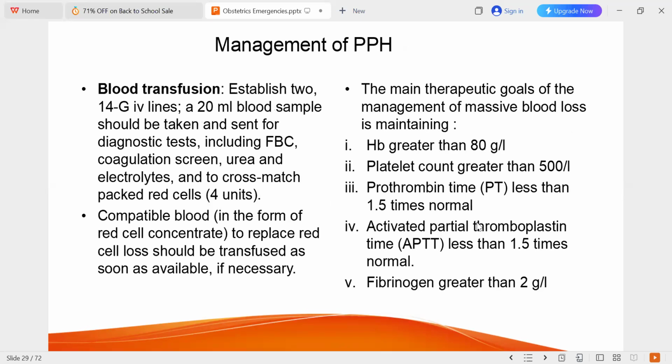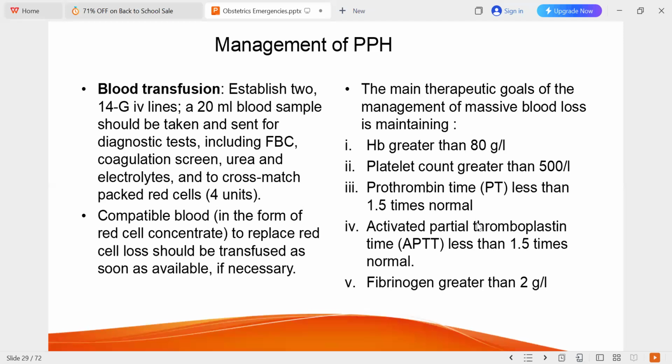So, blood transfusion: 14G IV cannula. You immediately also send blood samples for diagnosis: take your full blood count, coagulation screening, and all that. And you want to get compatible blood to replace red cell loss as soon as possible.